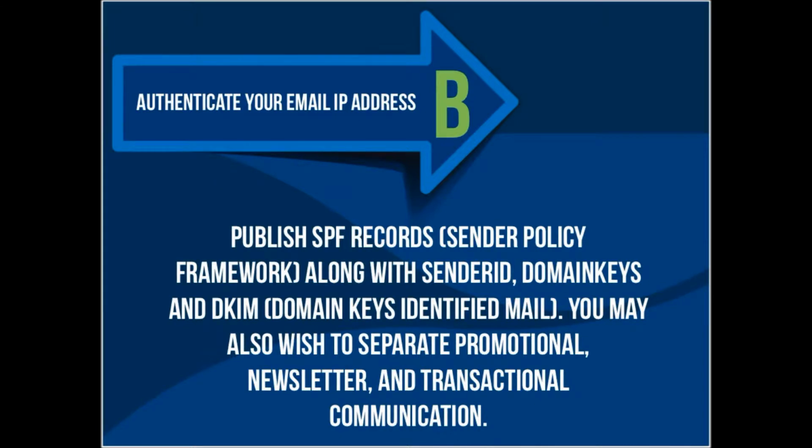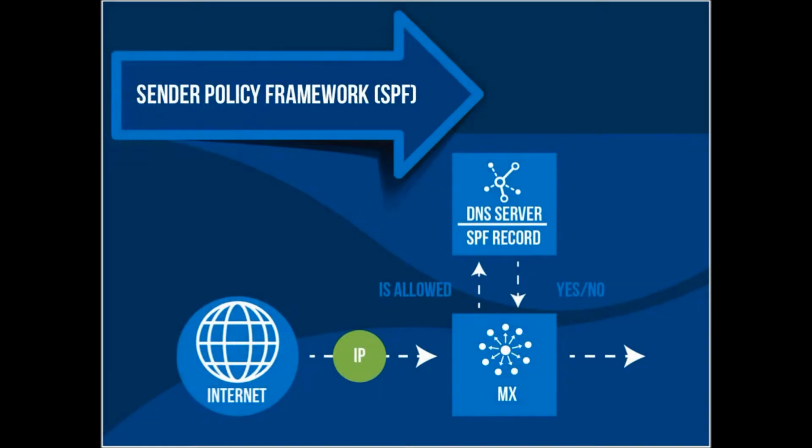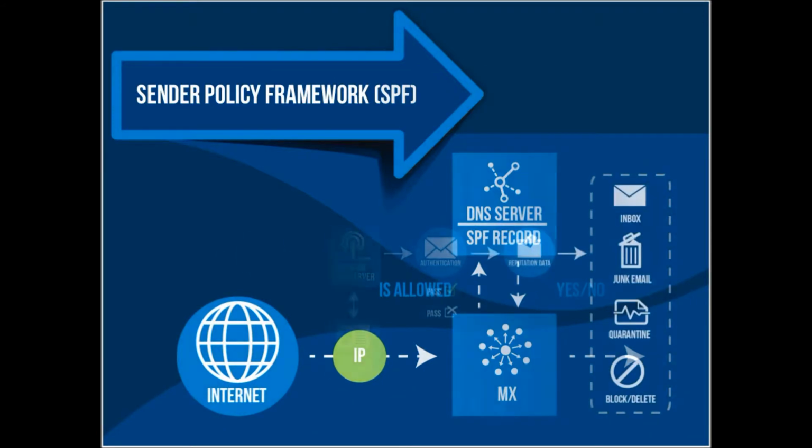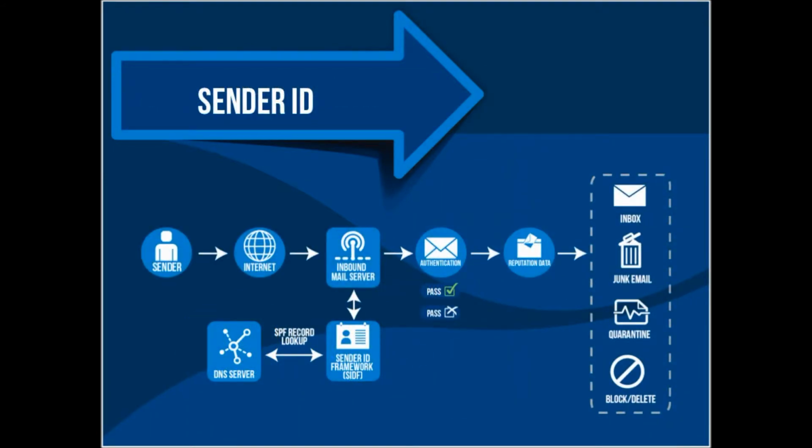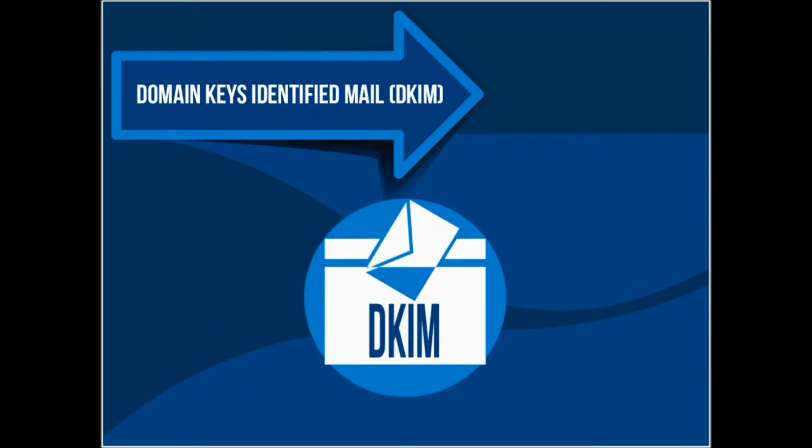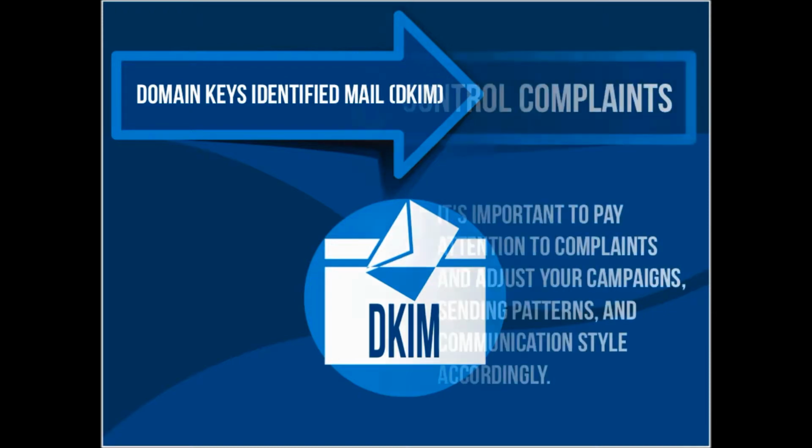Next, you need to authenticate your email. This includes publishing SPF records, or Sender Policy Framework, along with Sender ID, Domain Keys, and DKIM, which stands for Domain Keys Identified Mail. You may also wish to separate promotional, newsletter, and transactional communications.